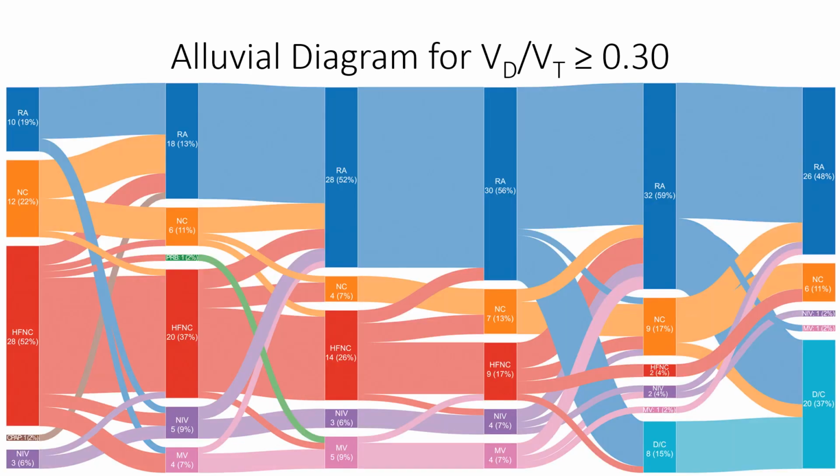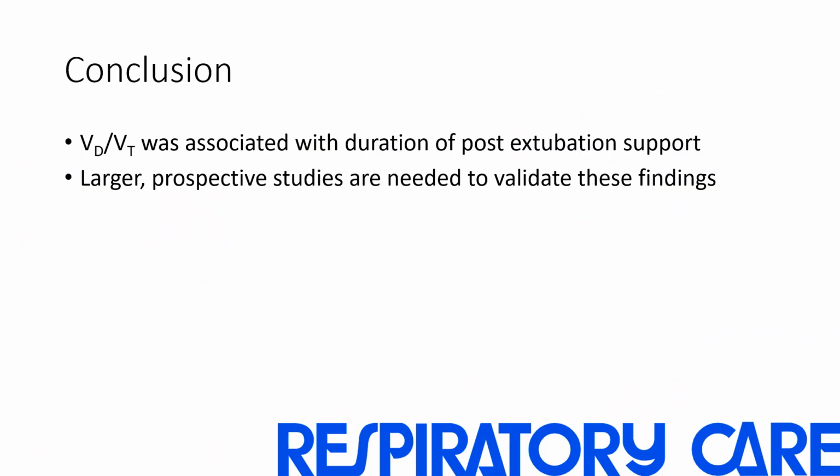Then you can see a quite different looking diagram for the patients with an elevated VDVT. Much fewer are on room air after a couple days. Lots escalated to NIV, back to room air, nasal cannula. A lot of patients are on high flow nasal cannula, which are gradually weaned to room air, but some get NIV, some get intubated. I think this is a very nice visual representation of the study findings.